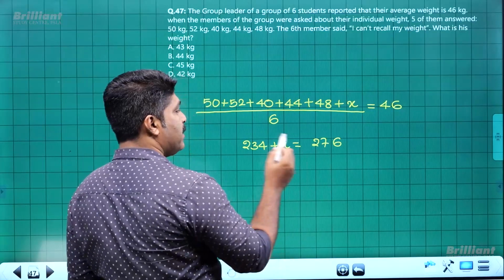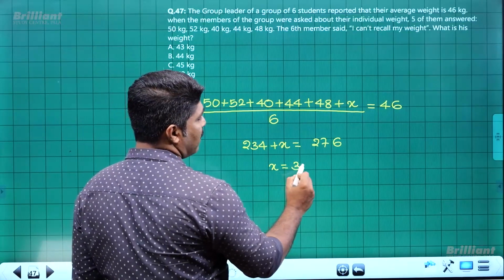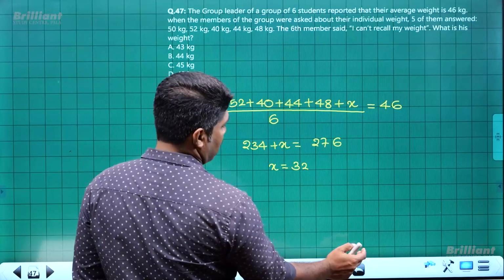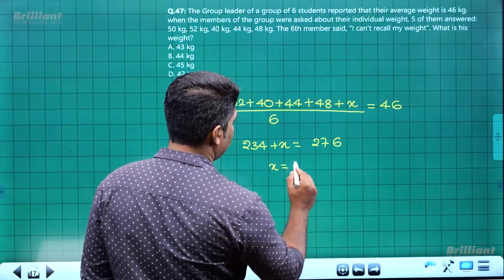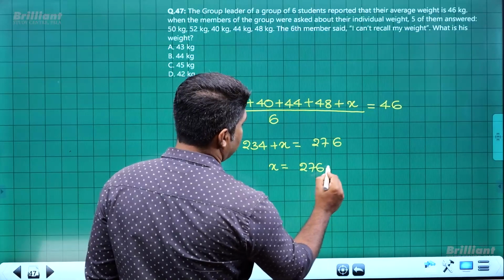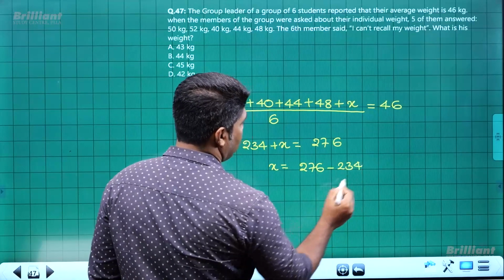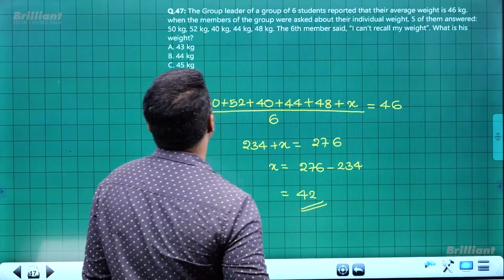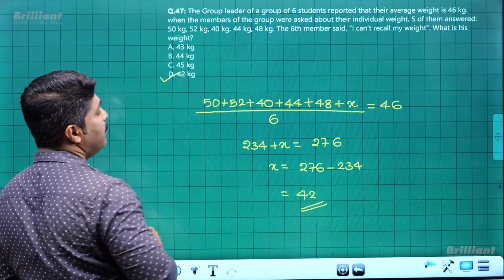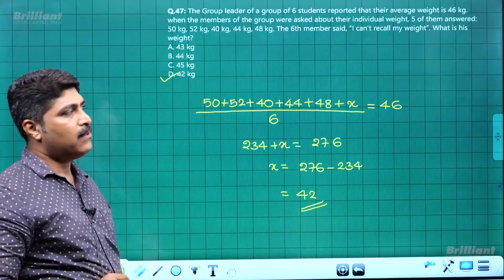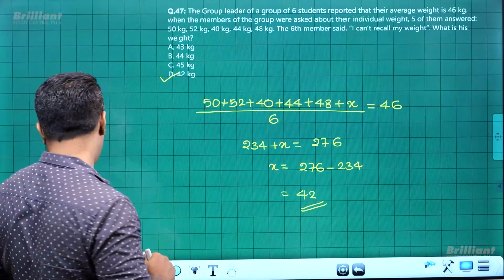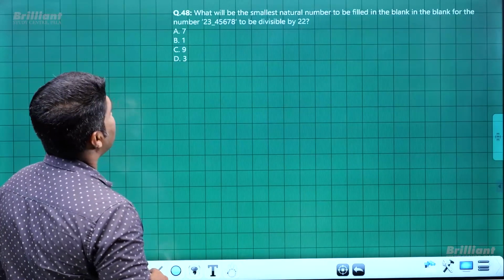So what is the value of x? This is 276 minus 234. What is the value here? That is 42. Therefore, the answer is 42 kilogram. So this is a simple step of average operation. This is a very simple type of average operation. Move to the next question.